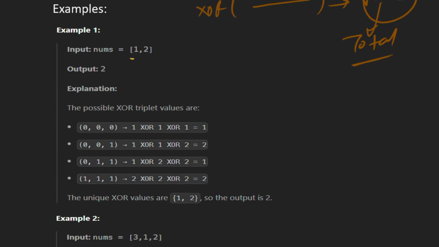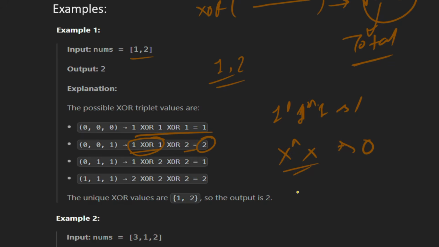Here we have n equal to 2, or we can say we have 1 and 2. So what are the possible XOR triplets? 1 XOR 1 XOR 1 will give us 1. 1 XOR 1 XOR 2: 1 XOR 1 will be 0, and 0 XOR 2 will be 2. There is a property that if we take the XOR of two same numbers, it will be 0, and if we take the XOR of any number with 0, it will give us the same number, right? So here 1 XOR 1 gives us 0, and 0 XOR 2 gives us 2. So we get two unique values.